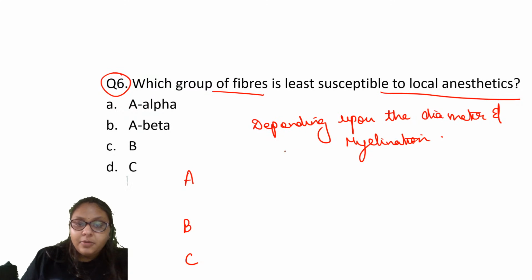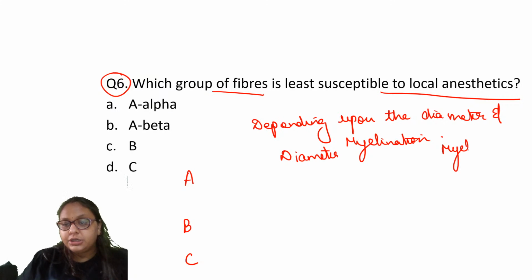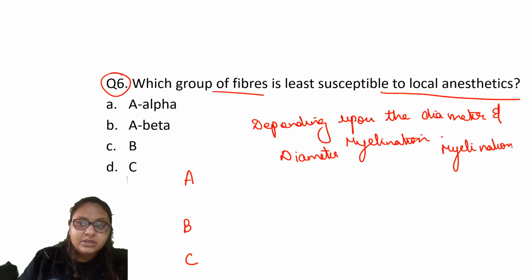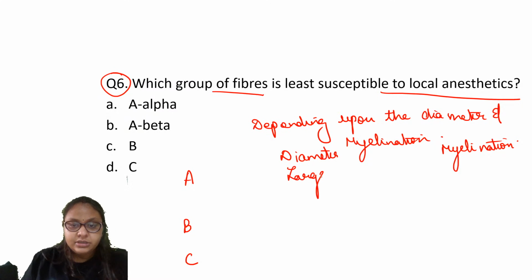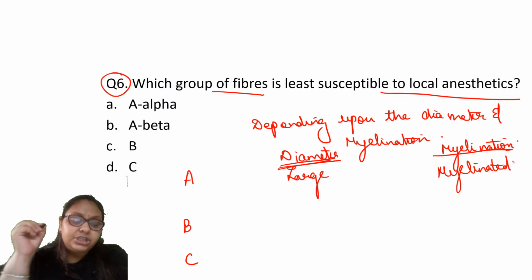Depending upon the diameter and depending upon myelination. A fibers are what type of fibers? A fibers are large fibers, and yes, they are myelinated, because of the myelination.